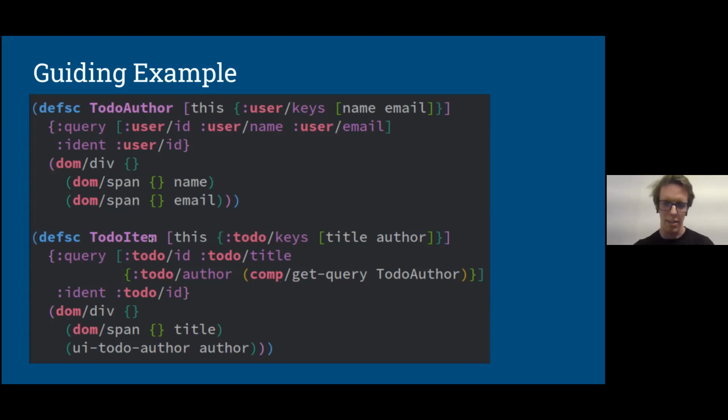The to-do item, so this is getting to Jeremy's question. The to-do item, just like the to-do author, needs a to-do ID and to-do title attributes. But there's also this map in here with to-do author, and then this comp get query to-do author. So this is called a join, and this is the way that we compose queries in Fulcro. You compose queries by literally putting the nested component's query inside the parent component. So this expands to this vector right here. And the join is how Fulcro knows that it needs to take that ref, that two tuple, and traverse into a new place in your application state. So hopefully that helps answer your question, Jeremy.